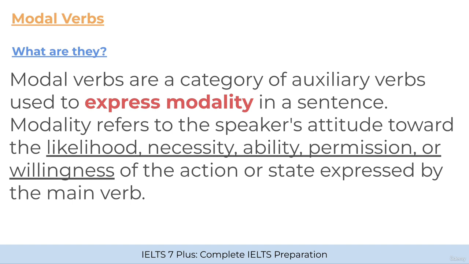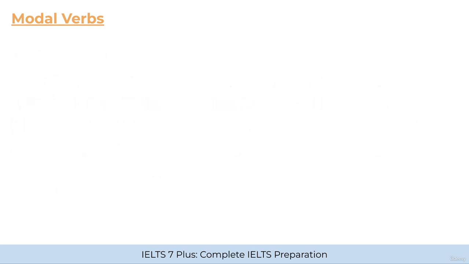Well, what is modality? It is the speaker's attitude towards perhaps the likelihood, the necessity, ability, permission, or willingness of the action or state expressed by the main verb. So our main verbs are verbs that we looked at right at the beginning: run, write, eat, verbs like those. You can express different modes of those verbs, and we'll look at that in more detail.